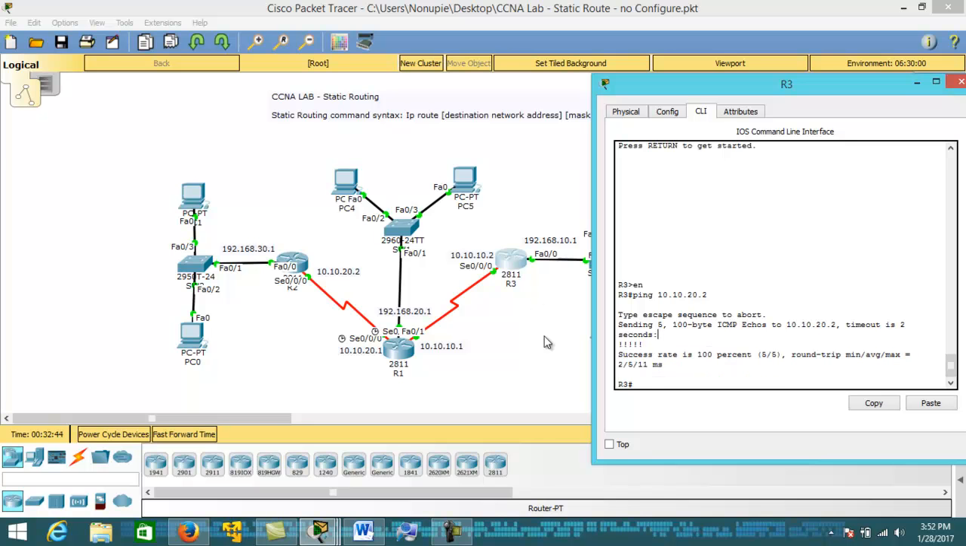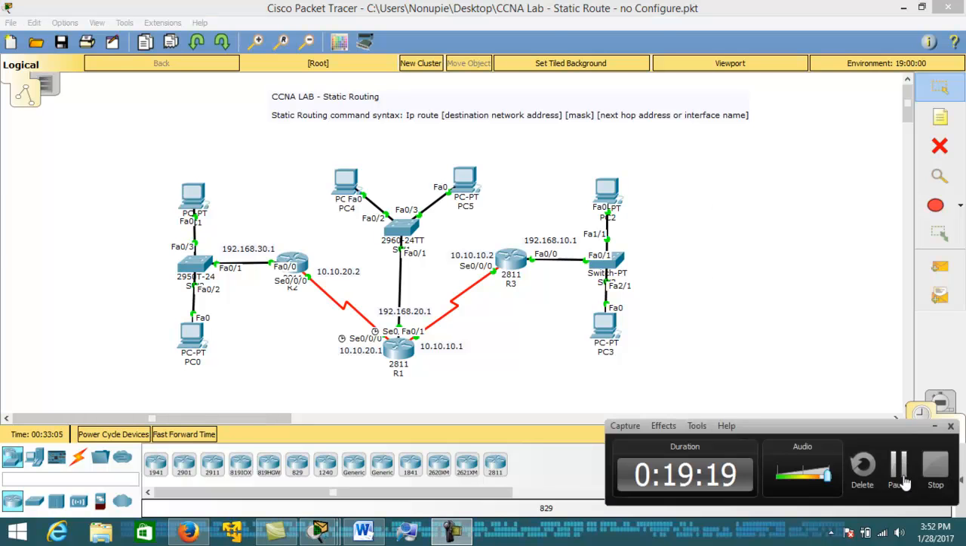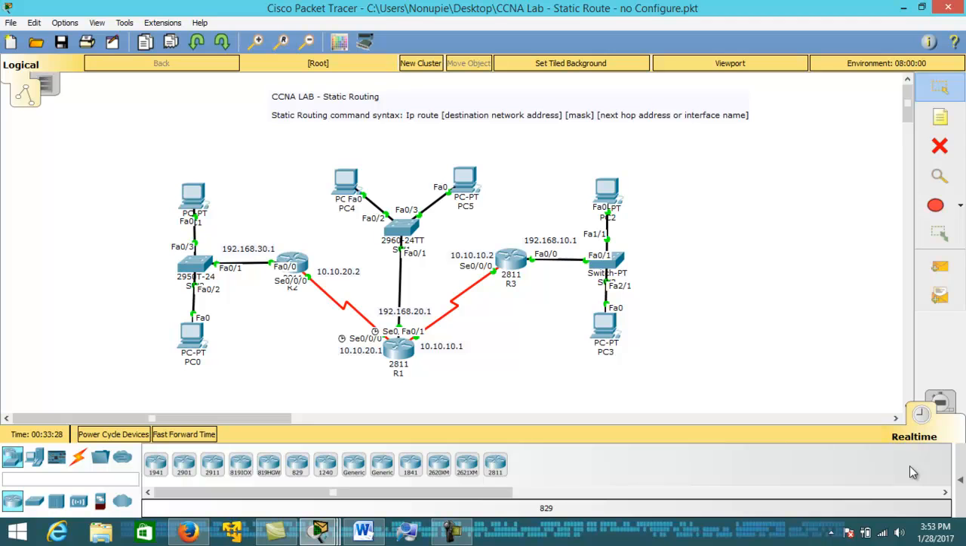So this network will be able to communicate with this network, and this network will be able to communicate with this network. Sorry, there was some hindrance. So the basic funda of static routing is to manually assign the network address in the routing table of the router.